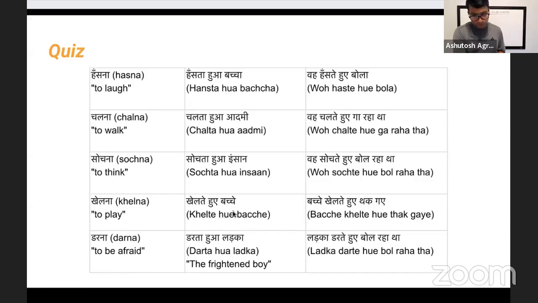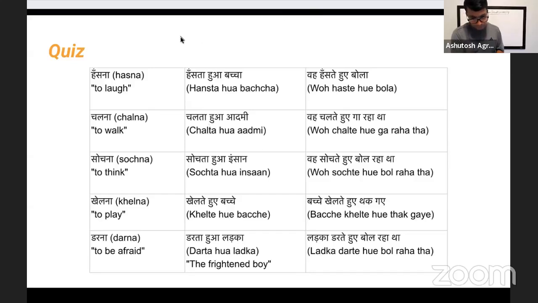Okay, this one, what did you say about this one? खेलते हुए बच्चे. The children that are playing. Okay. Yeah, the playing children basically is describing the kids. And the next one is, what did you say? बच्चे खेलते हुए, played till they got tired. Okay, that's good. Awesome. Rita ji, you want to do the last one?